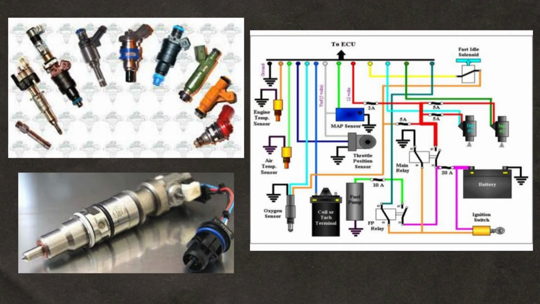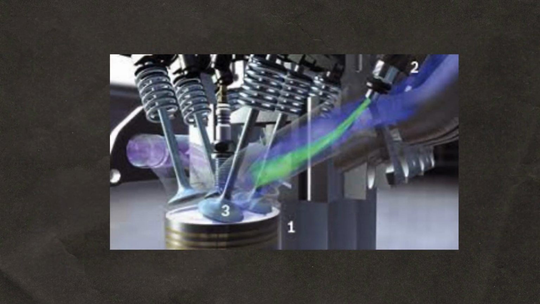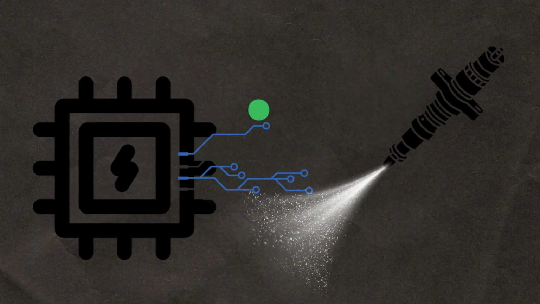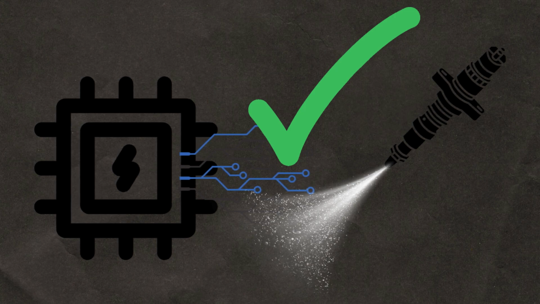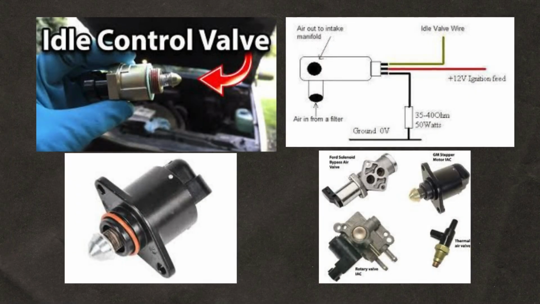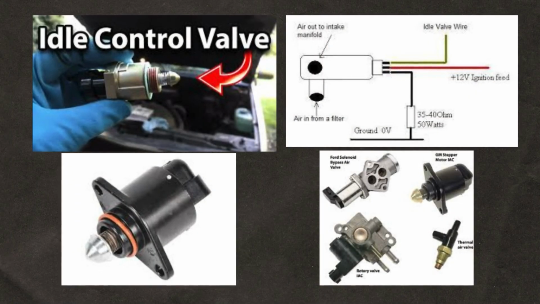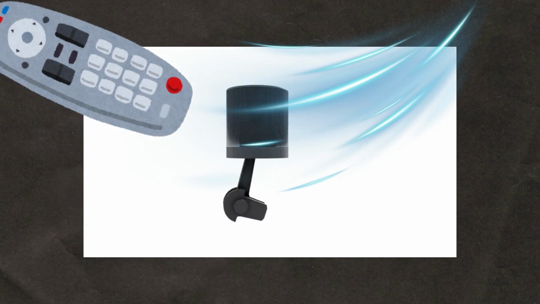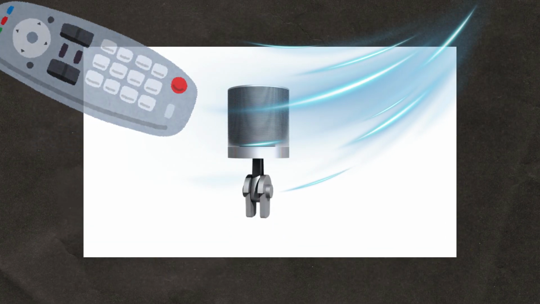Fuel injectors. Spray fuel into the combustion chamber or intake manifold. Controlled by the ECU to deliver the correct amount of fuel for combustion. Installed in the intake manifold or cylinder head. Idle air control valve, IACV. Regulates engine idle speed by controlling the amount of air bypassing the throttle.